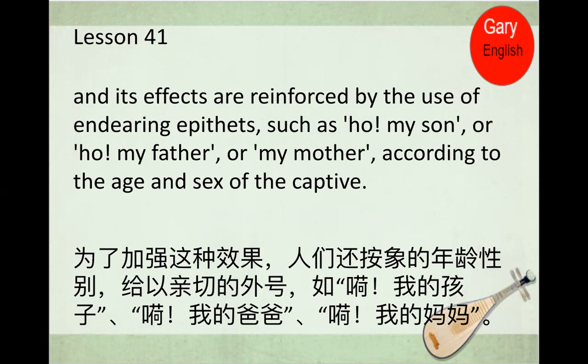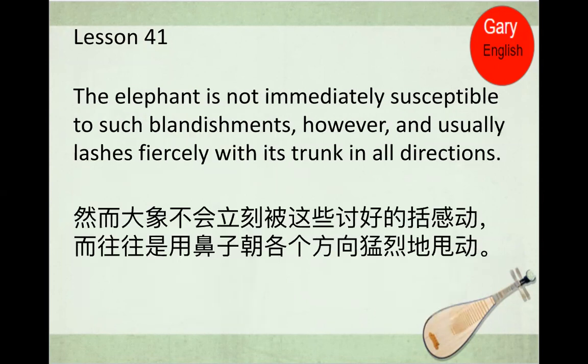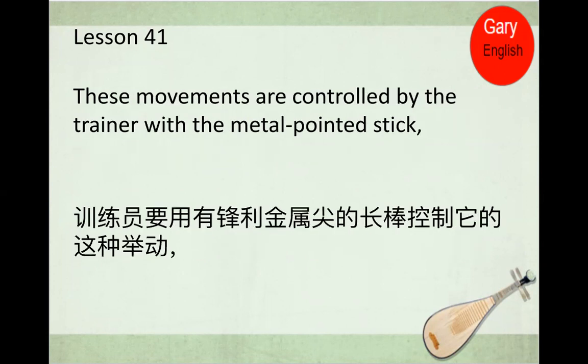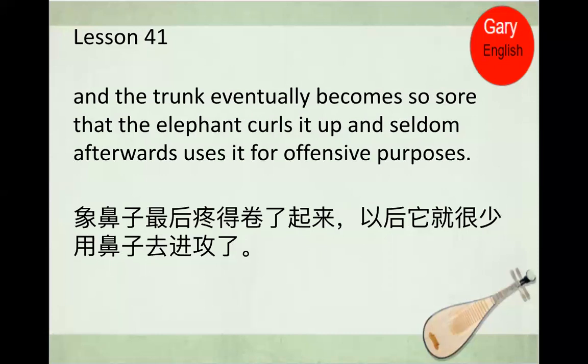the captive. The elephant is not immediately susceptible to such blandishments, however, and usually lashes fiercely with its trunk in all directions. These movements are controlled by the trainer with a metal-pointed stick, and the trunk eventually becomes so sore that the elephant curls it up and seldom afterwards uses it for offensive purposes. Richard Carrington, Elephants.